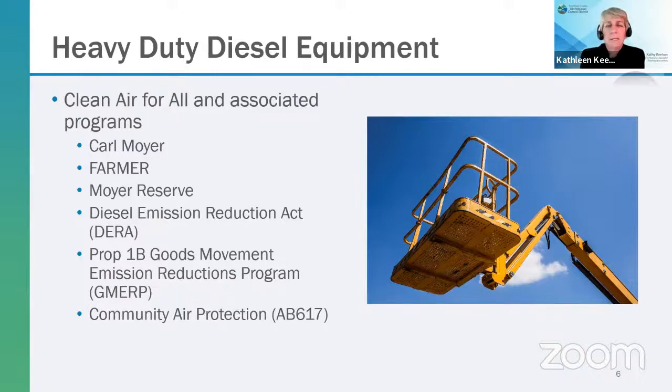Programs listed on this slide each have various limits and goals. For example, the Farmer program specifically focuses on agricultural equipment. All of these programs use cost effectiveness, that bang for the buck, as a way to control cost and prioritize projects. Several of these programs have recently allowed funding for infrastructure like natural gas fueling pumps or electric equipment chargers to encourage switching to cleaner technologies. Next slide, please.